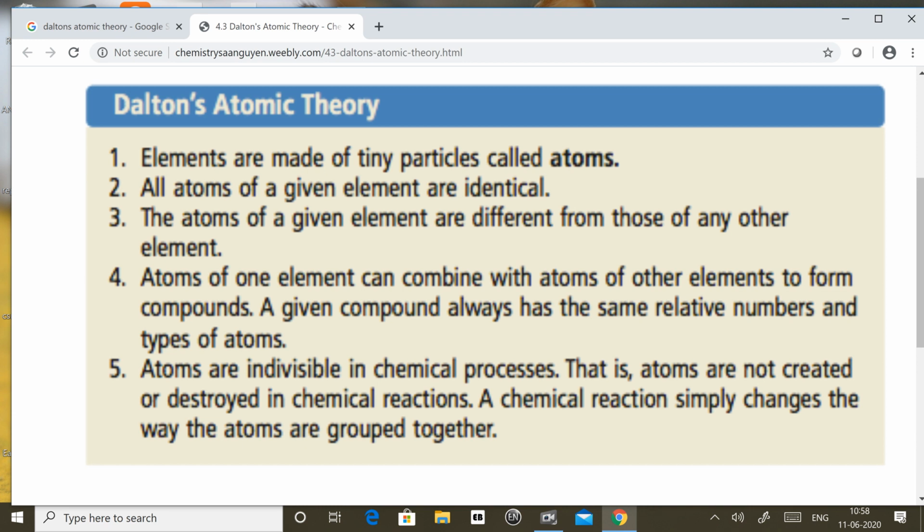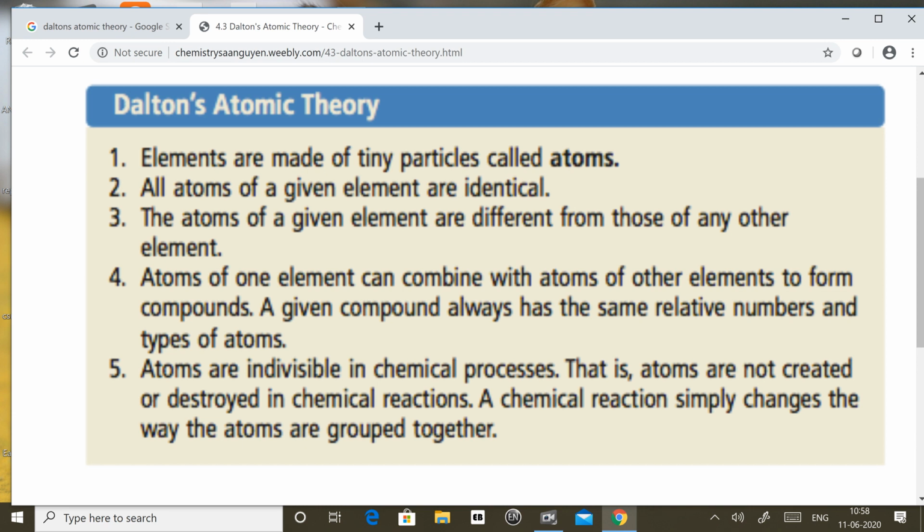And last year you have studied that all the substances are made up of atoms. Atoms are the smallest particles of a substance. Atoms combine to form molecules. All these you have studied last year. And you have also studied about elements. Elements are made up of similar kinds of atoms.